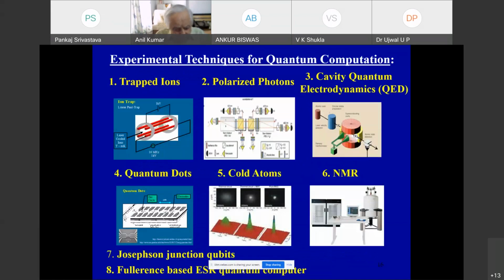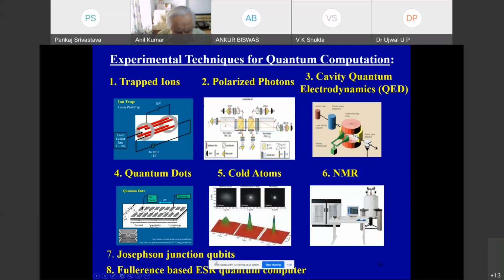There are many experimental techniques which are being tried with various degrees of success. Trapped ions was the champion in the beginning. Polarized photons were still used very much. Cavity quantum electrodynamics, quantum dots. There was a lot of hope that quantum dots will come up, and the hope continues. Cold atoms require very special equipment, but if it works, it works. And then NMR, which is more of a demonstration, not a real computation.